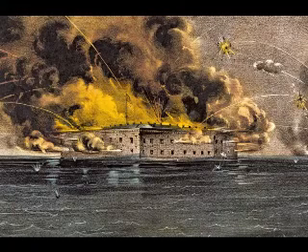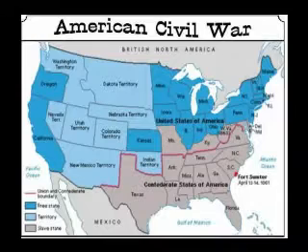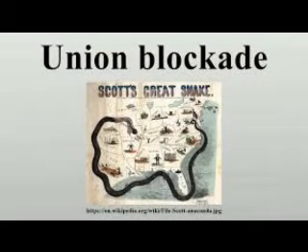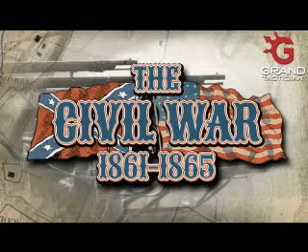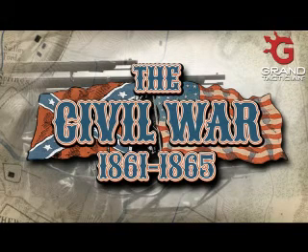When the Confederates fired on Fort Sumter, now Fort Sumter was a fort in South Carolina, President Lincoln declared a blockade of southern ports. Now this blockade was nicknamed Scott's Great Snake. With this, the Civil War began in 1861 and lasted till 1865.